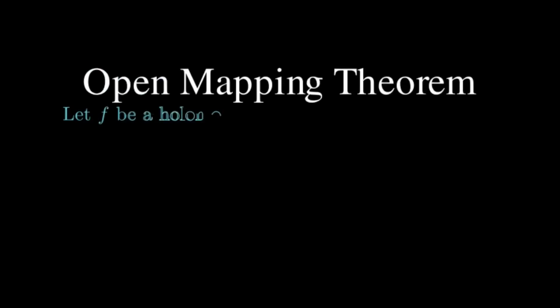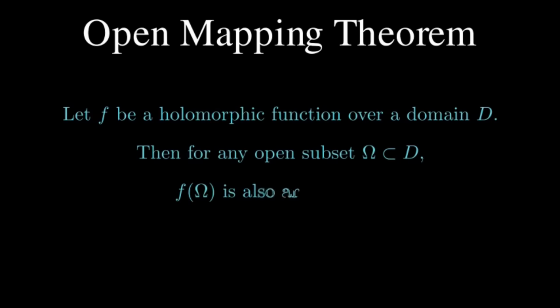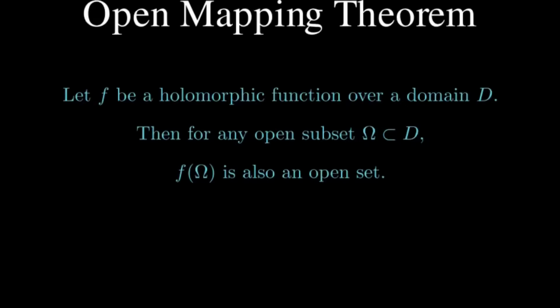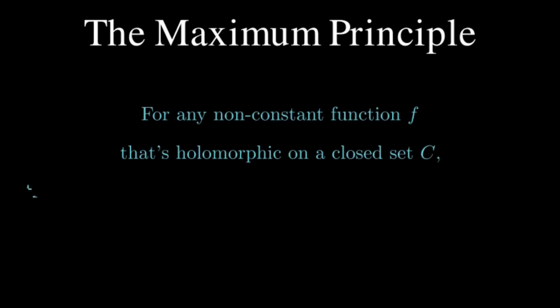Let's return back to complex analysis and look at the open mapping theorem. If f is a holomorphic function over domain D, the image of the subset under the function is also an open set. The maximum principle states, for any non-constant function f that's holomorphic on a closed set C, the maximum of the magnitude of f occurs on the boundary of the set, which we'll call delta C.